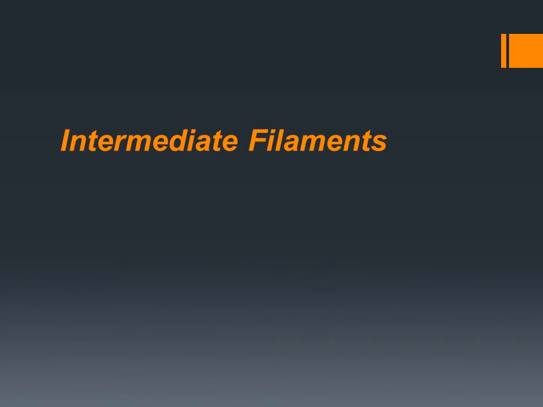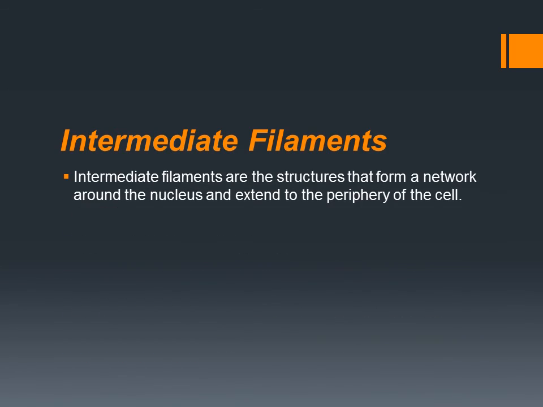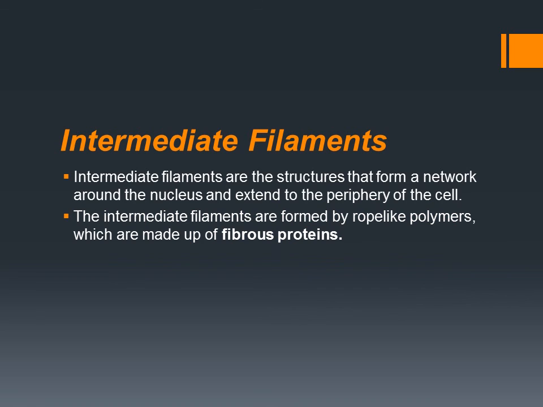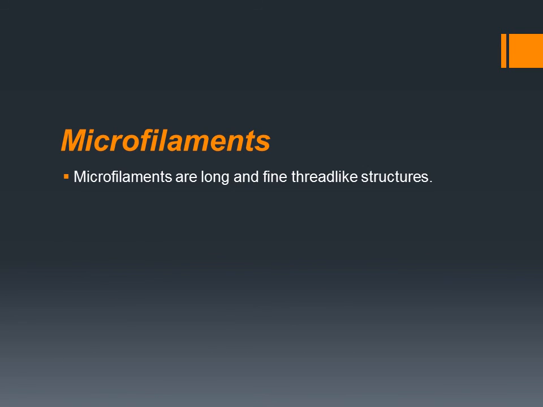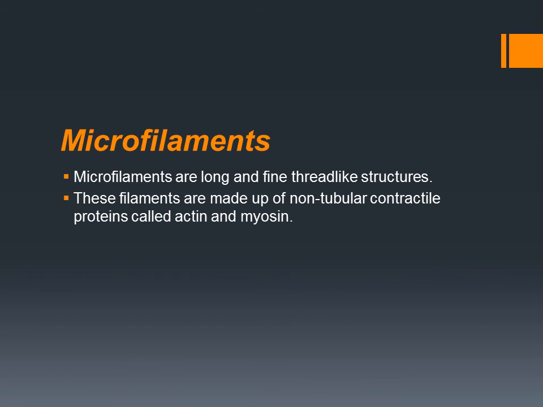Intermediate filaments. Intermediate filaments are the structures that form a network around the nucleus and extend to the periphery of the cell. The intermediate filaments are formed by rope-like polymers which are made up of fibrous proteins. Microfilaments. Microfilaments are long and fine thread-like structures. These filaments are made up of non-tubular contractile proteins called actin and myosin. Actin is more abundant than myosin.